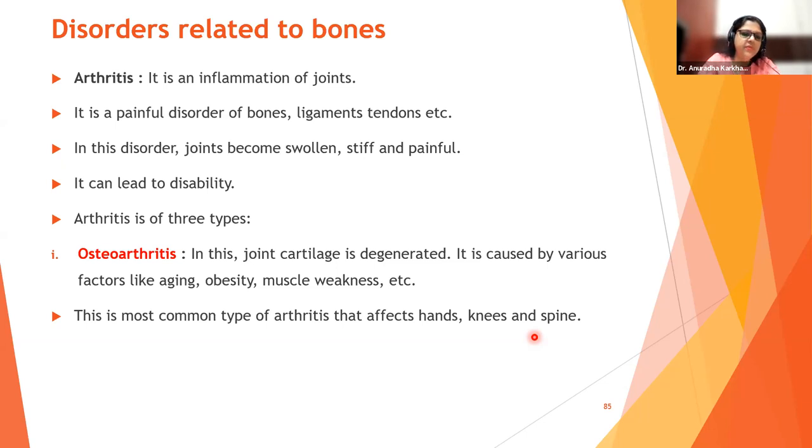It is of three types. First, osteoarthritis. Three types of arthritis are there, right? See now, those who are thinking of becoming doctors, this type of detailing is required. So in osteoarthritis, the joint cartilage is degenerated. It is caused by various factors like aging, obesity, muscle weakness, etc. The most common type of arthritis is this one, which affects the hands, knees, and the spine.